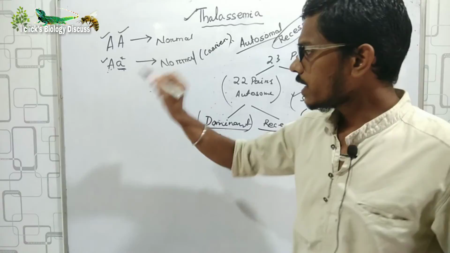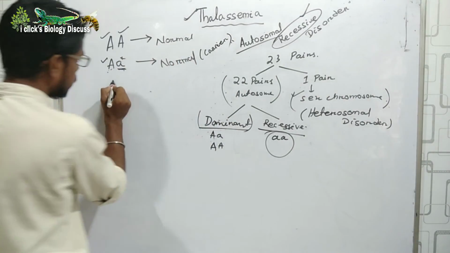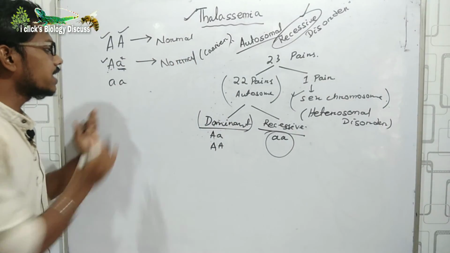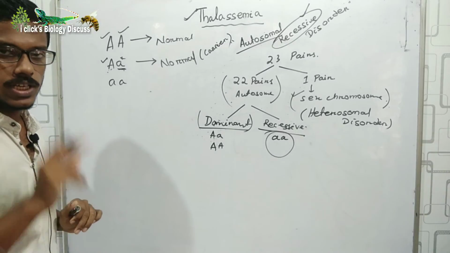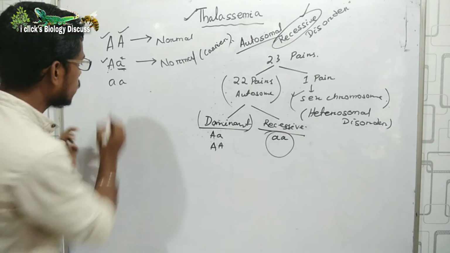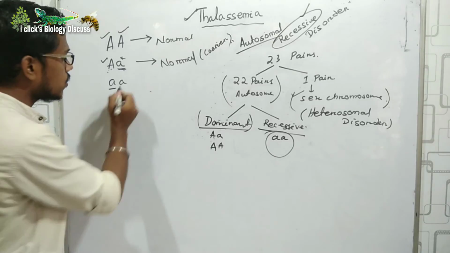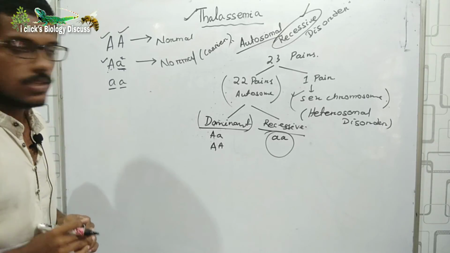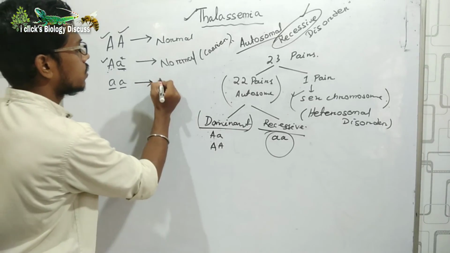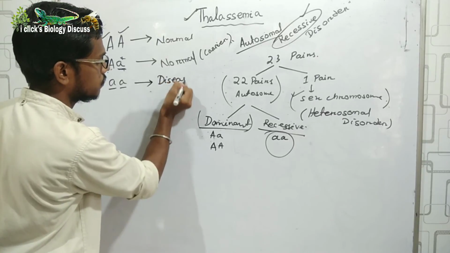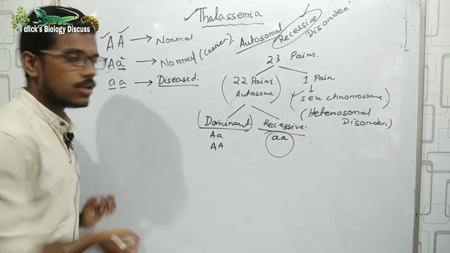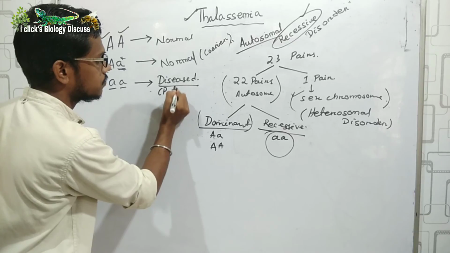Right? And if this is occurring in this condition, that means both the alleles are affected alleles. Here also the mutation has occurred. Here also the mutation has occurred. That means this will lead to the diseased person. Okay? The person, that is the patient.